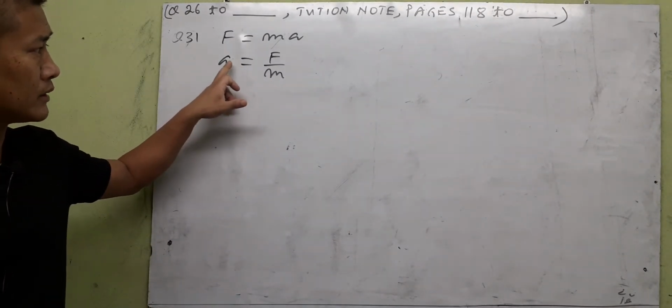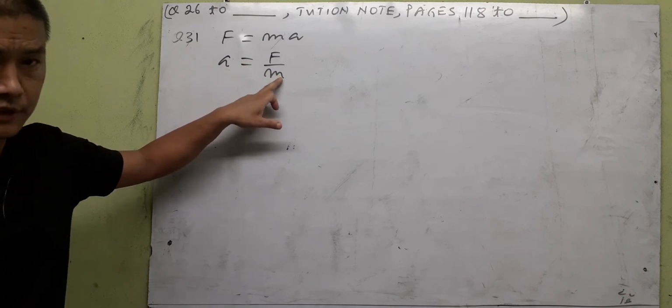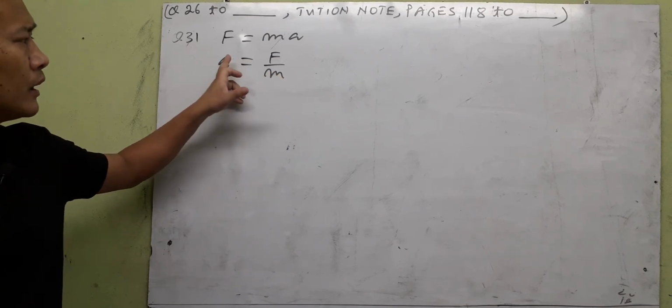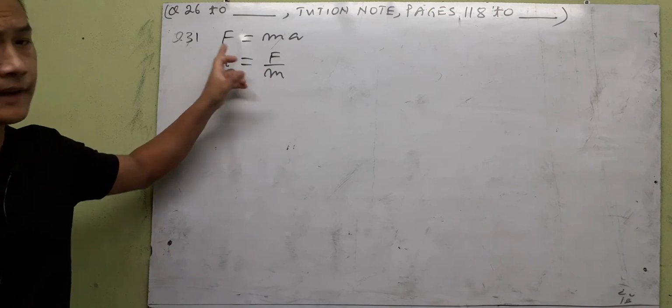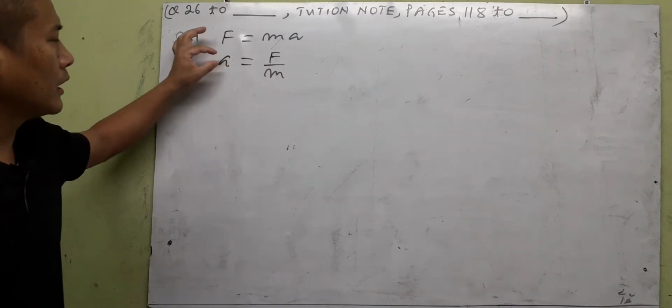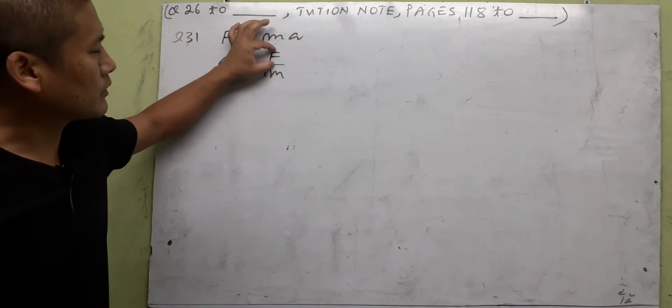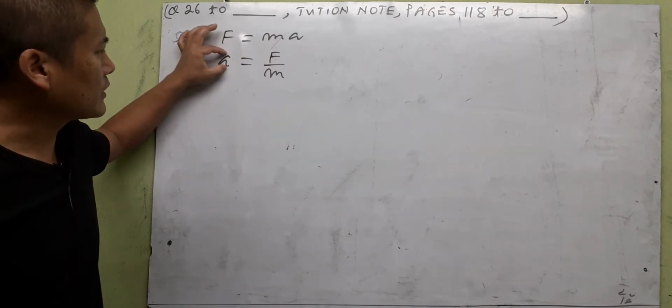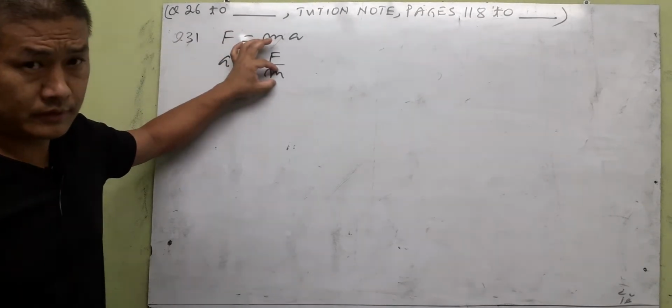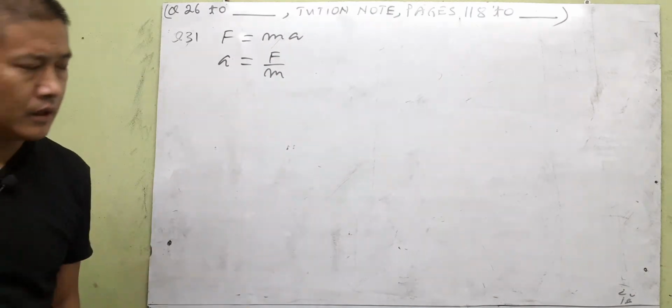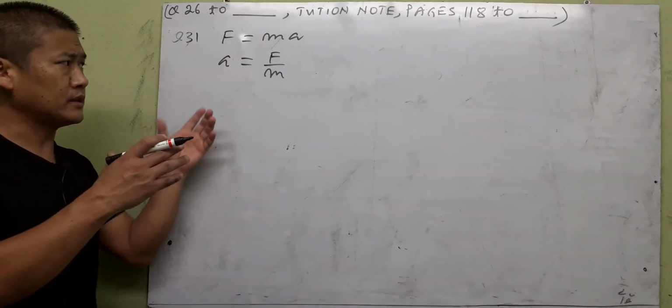And when one is in the numerator and the other is in the denominator, that is always inversely proportional. When both are in the numerator, that is directly proportional. Directly proportional means an increase on one side also causes an increase on the other side. An increase on one side causing a decrease on the other side is called inversely proportional. So as the mass of an object increases, acceleration decreases.